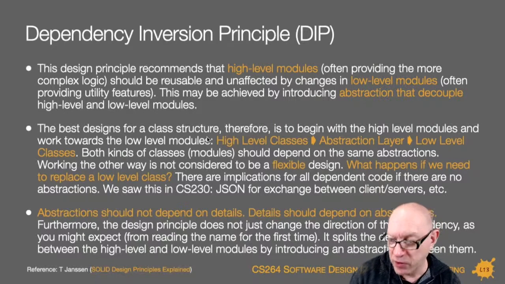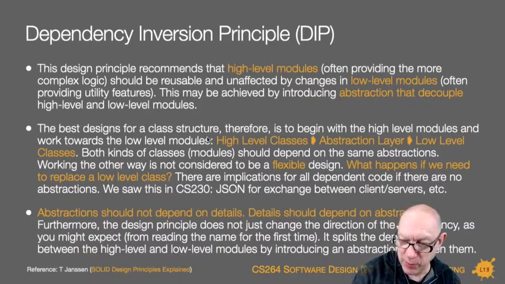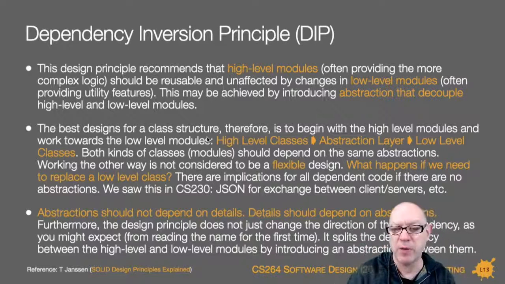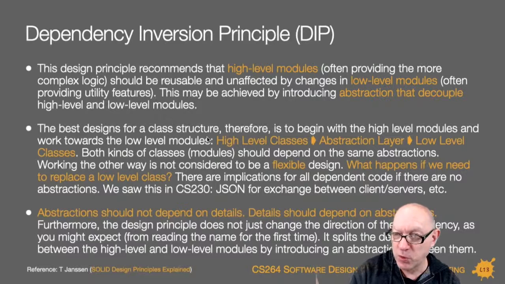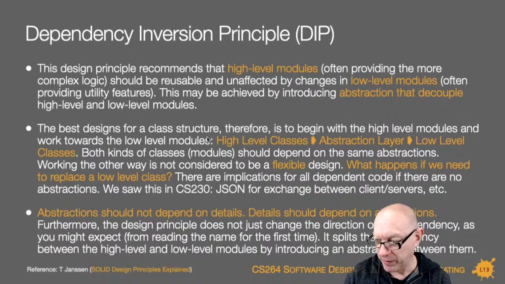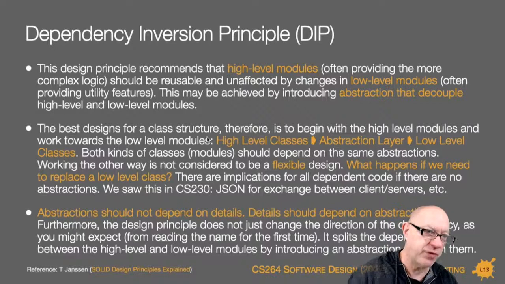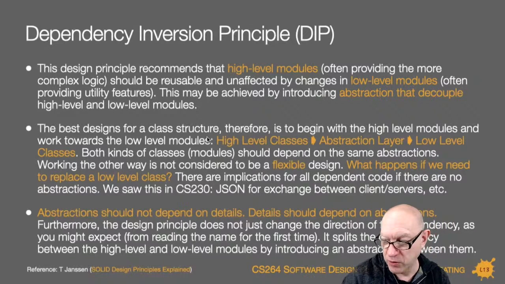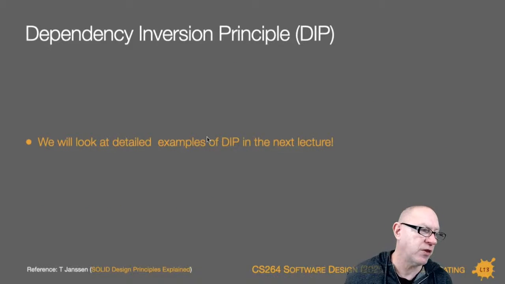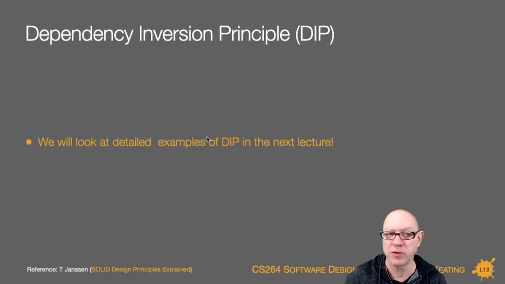So abstractions should not depend on details. Details should depend on abstractions. These are the key points that you need to remember here. Furthermore, the dependency inversion principle, the DIP, does not just change the direction of the dependencies, as you might expect because it's a dependency inversion. It splits the dependency between the high level and the low level modules by introducing an abstraction between them. So it's not saying that you flip them around, okay? It means that you split the dependency between high and low level. It's worthwhile doing that. This is a tough one again, I think, so we look at some detailed examples of this in the next lecture.